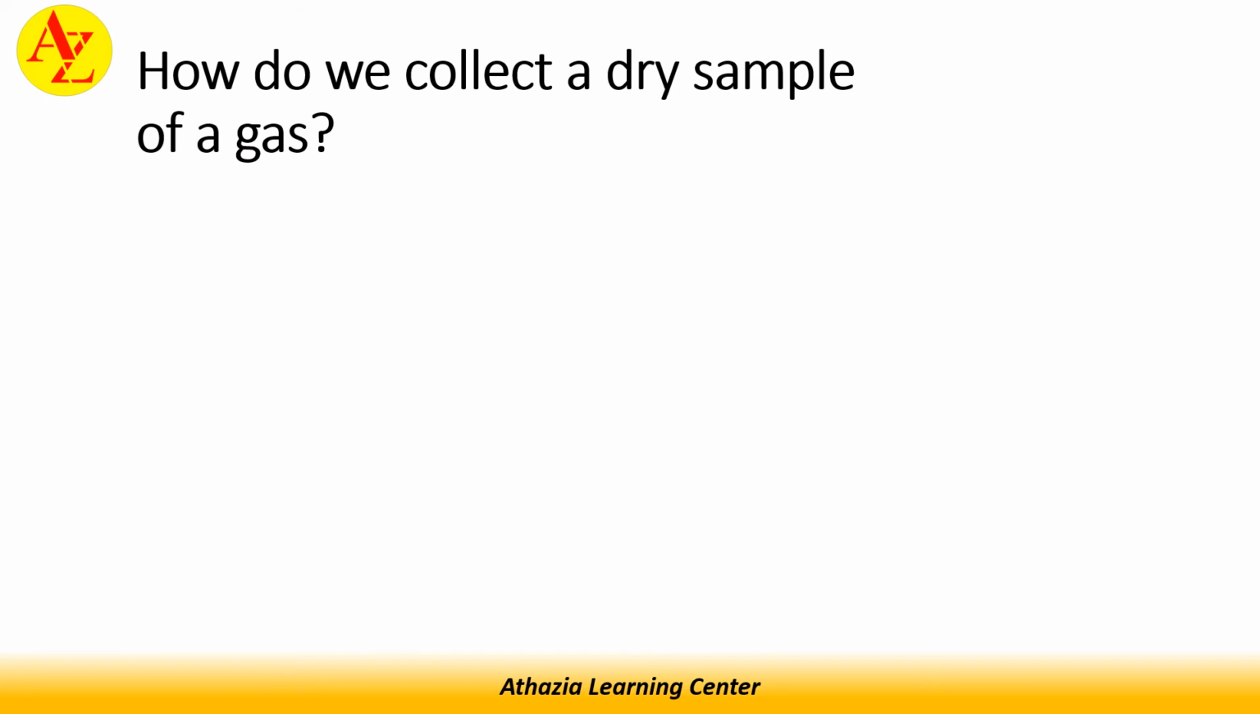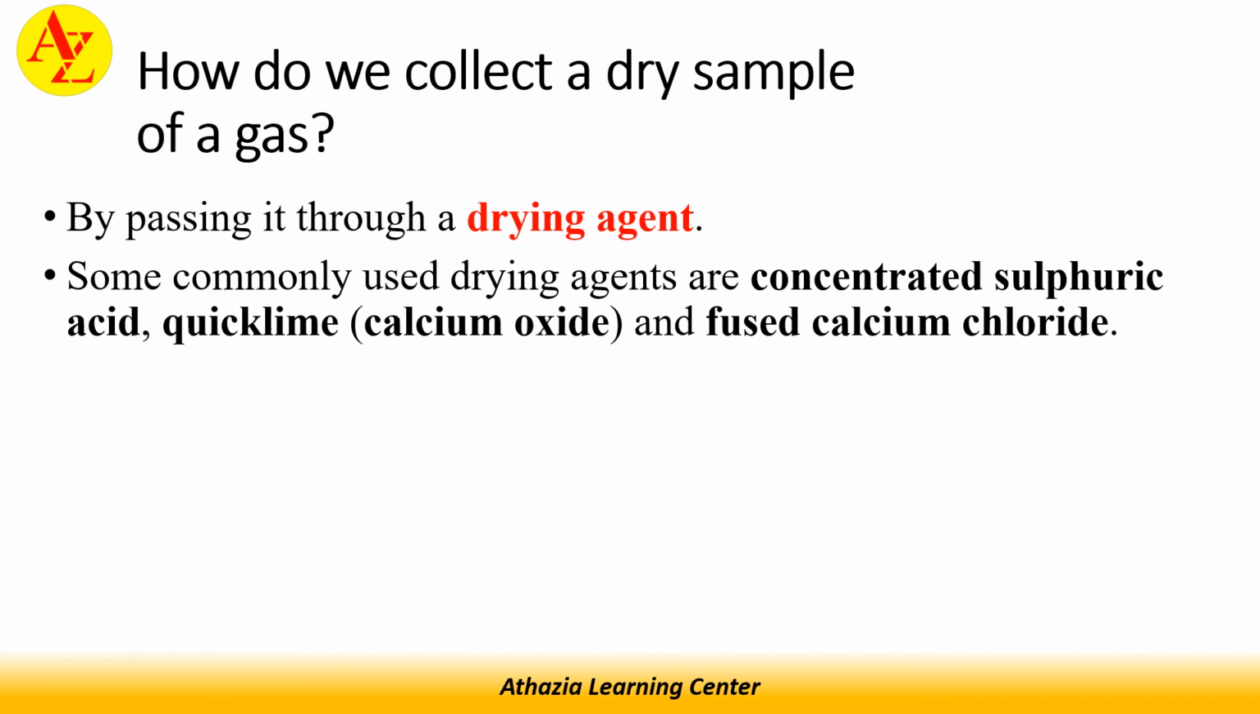Then how do we collect a dry sample of gas? We use a drying agent. We pass the gas through a drying agent. Some commonly used drying agents are concentrated sulfuric acid, quicklime, or calcium oxide, and fused calcium chloride.